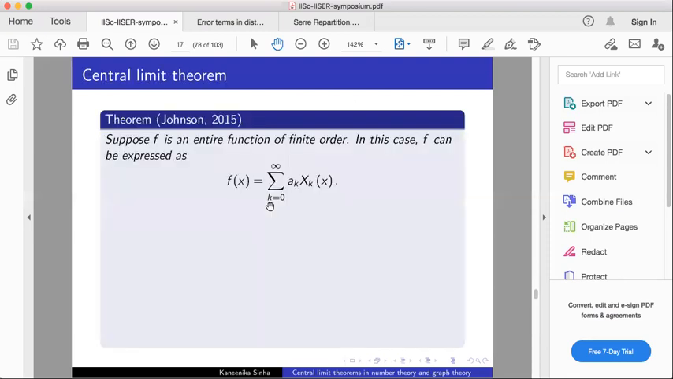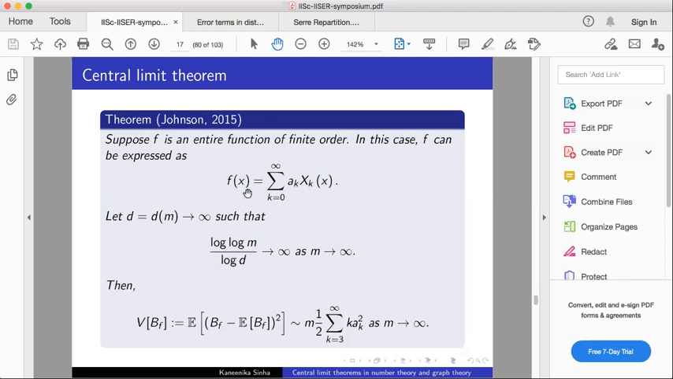So Tobias Johnson in 2015 proves the following theorem. He takes a set of test functions, which is more general than the one that we took in the study of modular forms. So he takes an entire function of finite order. And in particular, what this means for us is that it can be expressed as an infinite linear combination of these Chebyshev polynomials, sub k of x, where a sub k's grow in a suitable manner and in such a way that the series of a sub k square is absolutely convergent. So what he showed was that now suppose you allow your degree to grow slowly enough so that log m over log d goes to infinity as m goes to infinity, then with respect to this function f, you have a central limit theorem.